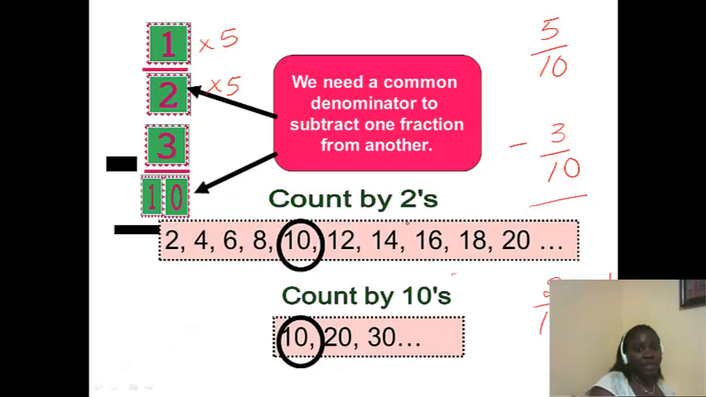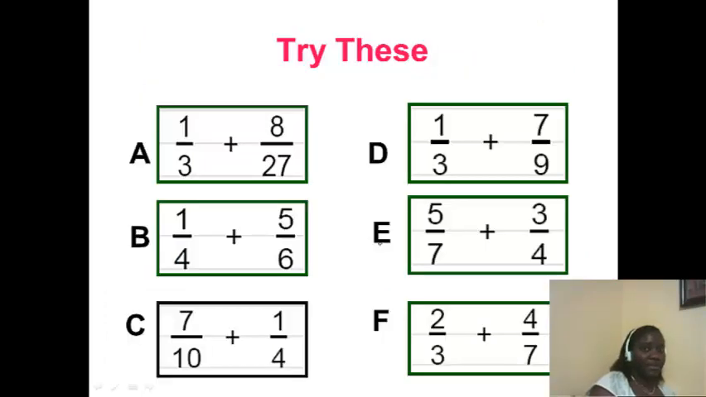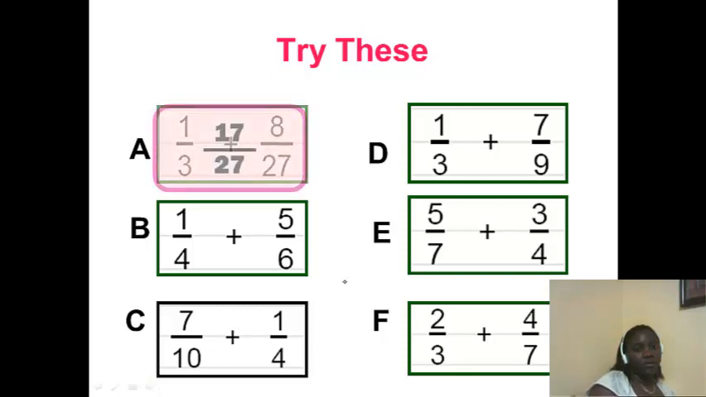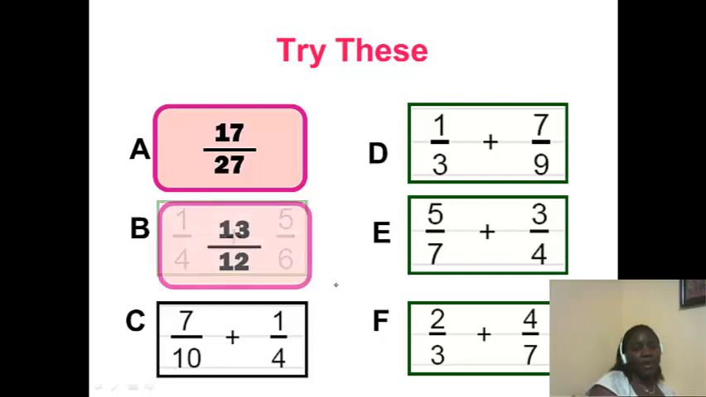Alright, let's move on now. I hope you guys are ready for some practice. Try these and then come back and I'll show you the answers. Alright, here are the answers. A will be 17 over 27. B will be 13/12.